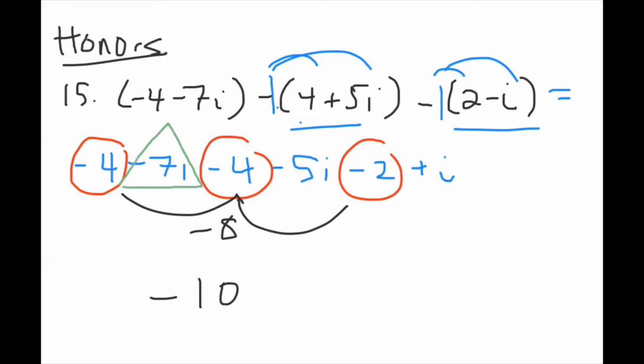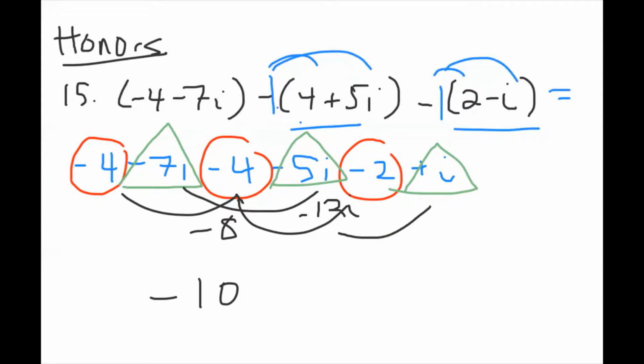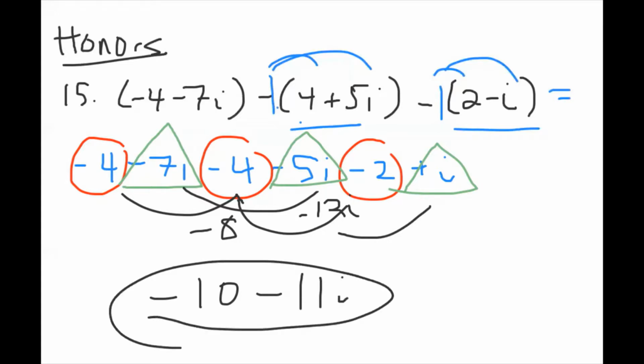I'm going to put triangles around my imaginary parts, especially if you don't have colored pencils. That way you can keep them separate. Those are my like terms. So negative 7i minus 5i is going to give me negative 12i. And then I'm adding an i to it, which gives me negative 11i. That would be my answer for that question there.